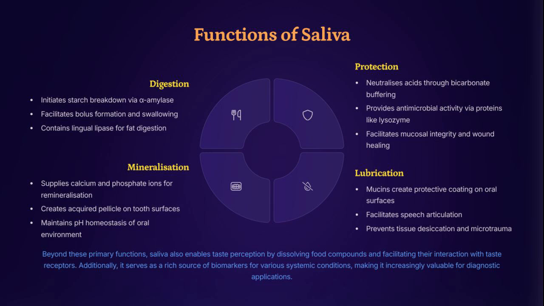And don't forget mineralization. Saliva provides calcium and phosphate ions that help repair the enamel on your teeth and maintain a healthy pH. It even forms a thin film on your teeth, called the acquired pellicle, that shields enamel from acid attacks. In short, saliva is your mouth's multitasking superhero.